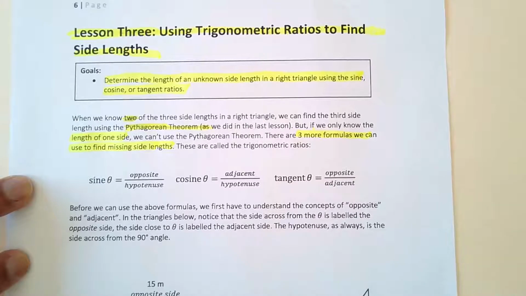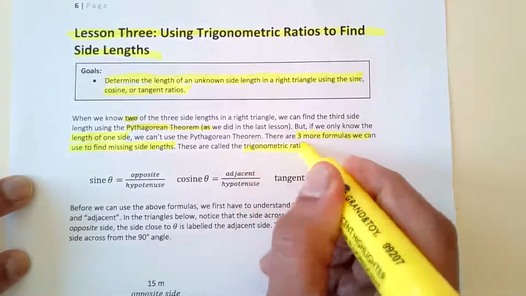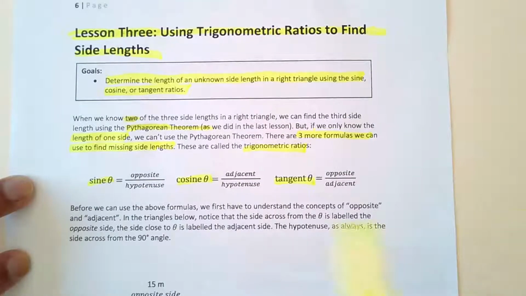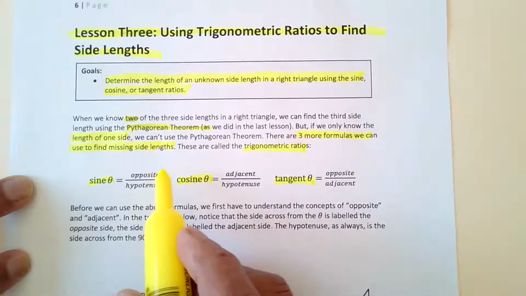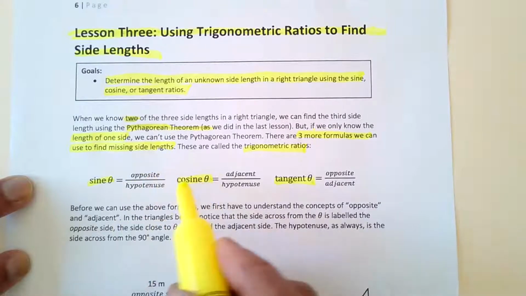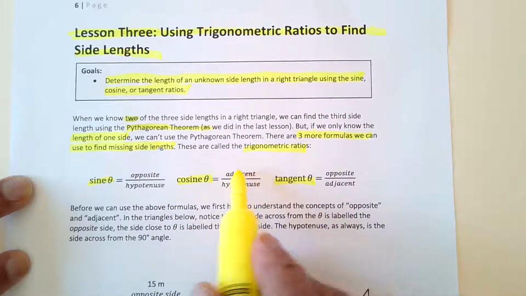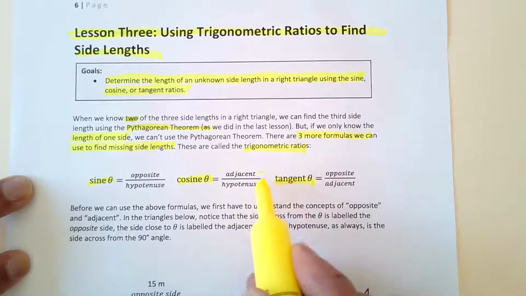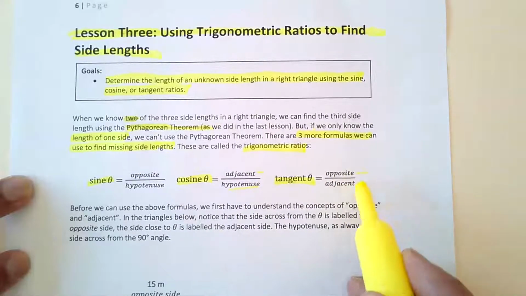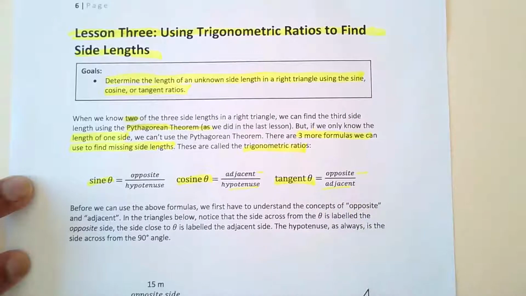We have to use what we call the trig ratios, and there are three of them: sine, cosine, and tangent. So the sine, as we will look in further detail later, is the length of the opposite side divided by the length of the hypotenuse. The cosine is the length of the adjacent side divided by the hypotenuse, and the tangent is the length of the opposite side divided by the adjacent.